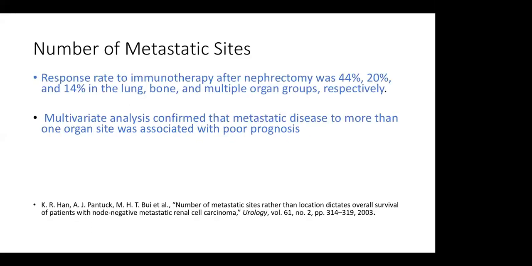Number of metastatic sites is very important as well. Response rate to immunotherapy after nephrectomy, you can see it keeps going down when the metastasis was in the lung, bone, and multiple organ groups respectively. And it suggested, on multivariate analysis, that metastatic disease to more than one organ site was associated with poor prognosis. So, I mean, these are two different things. One is that depending on which site is the metastasis, outcome was poor. So lung is better than bone. And if there are multiple organs, that is worse than either of the two.